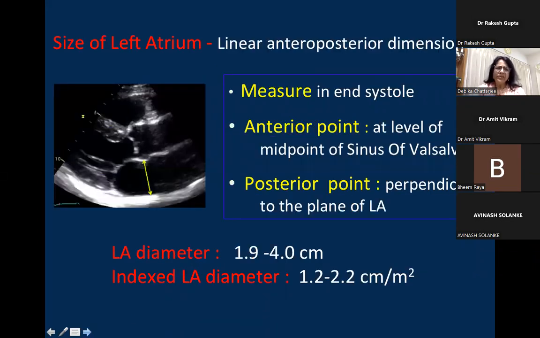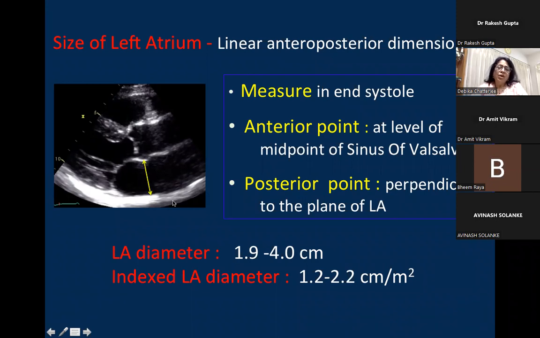For decades, traditionally, we measure the left atrium in the parasternal long axis, where we can measure the anteroposterior dimension of the left atrium. That we measure in end-systole. Anterior point is taken at the level of the midpoint of sinus of Valsalva of aorta, and the posterior point is taken in such a way that this line remains perpendicular to the long axis of the left atrium. And that way we get a diameter. The upper limit of normal in adult is 4 centimeter, or you can index also.